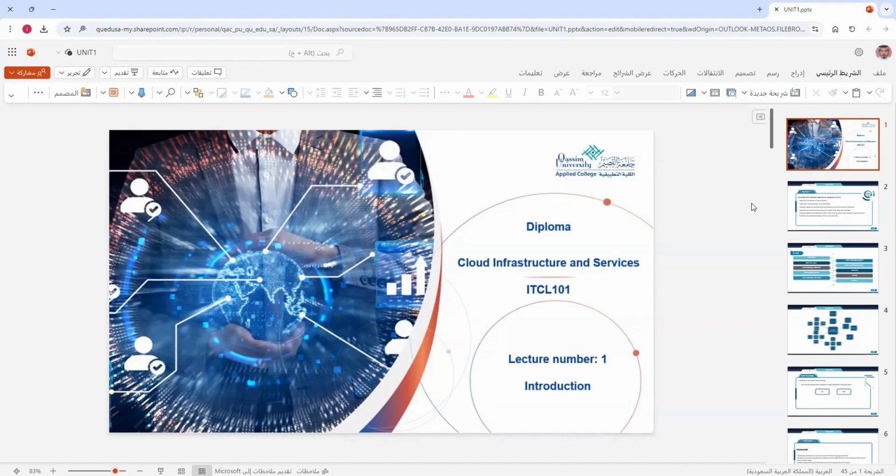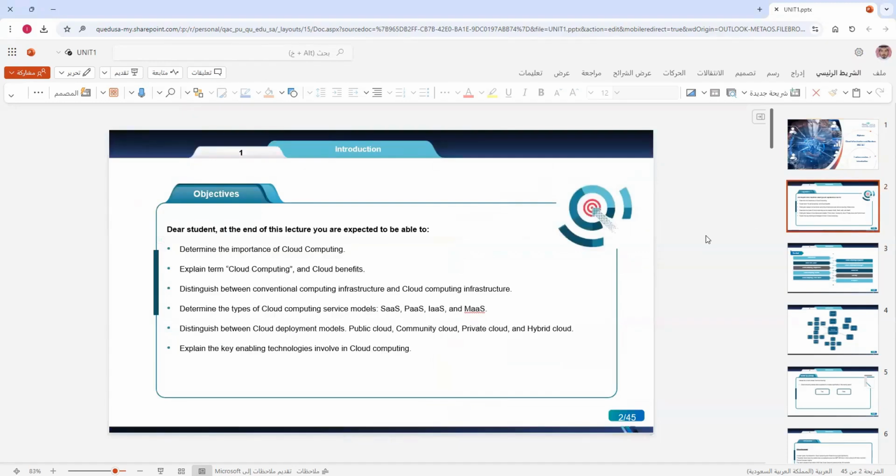Welcome to the summary of the first unit of the course on infrastructure and cloud computing services. First, we will identify the objectives of this unit, which is to determine the importance of the cloud computing specialization. I will explain computing and its benefits, involving understanding the concept and its advantages.